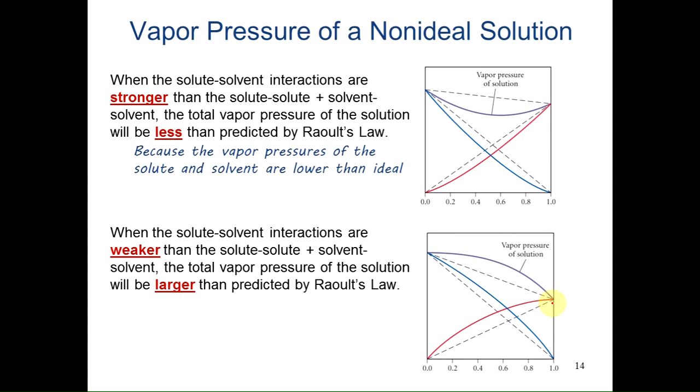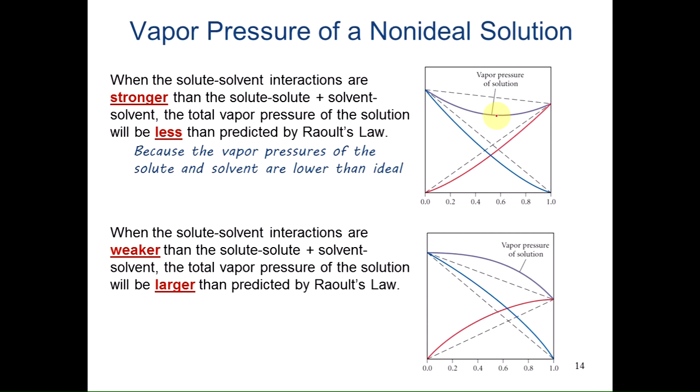So that dotted line again right here is the ideal, and it's higher because those forces are weaker, so that more can escape. Whereas in the above situation we were talking about, they were stronger, so they can't break away, so you don't have as many going into the gas phase as we would expect, so it's less than ideal.